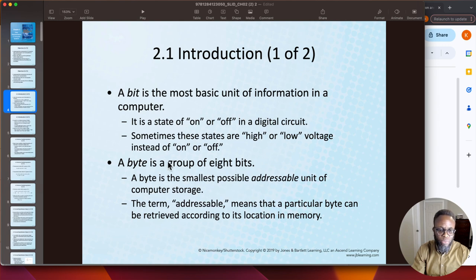Okay, and we talked about the byte being 8 bits, and a byte is the smallest possible addressable unit of a computer system. A byte is 8 bits, and is the smallest addressable unit.